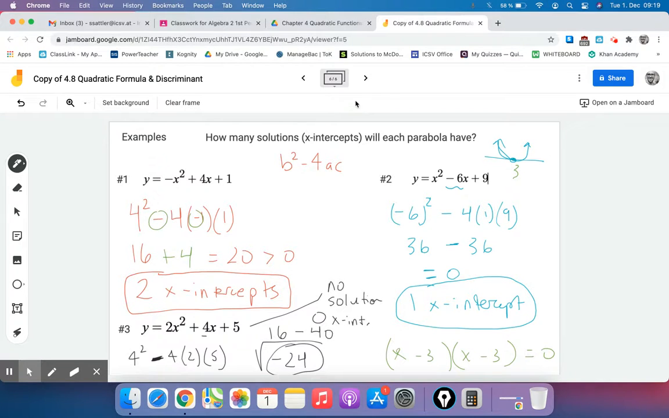Okay, so I hope those examples help. The homework is quizzes, just practicing questions like this.